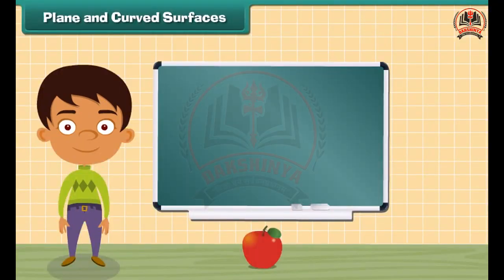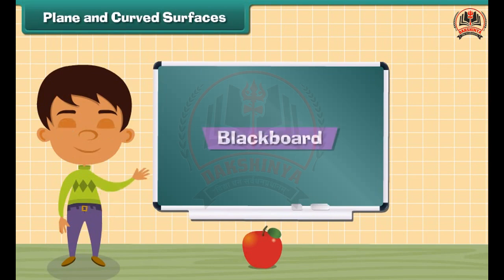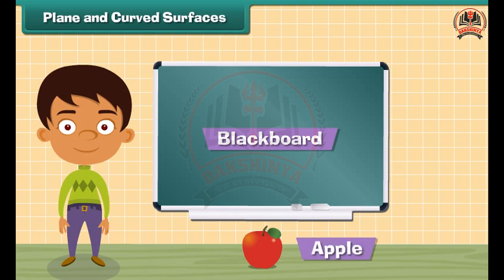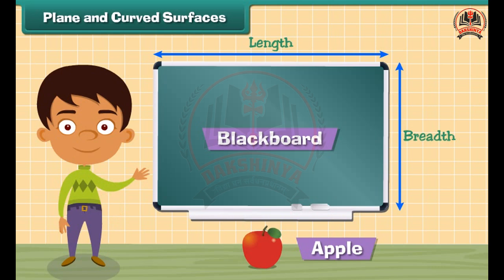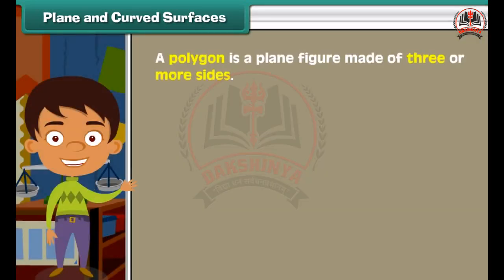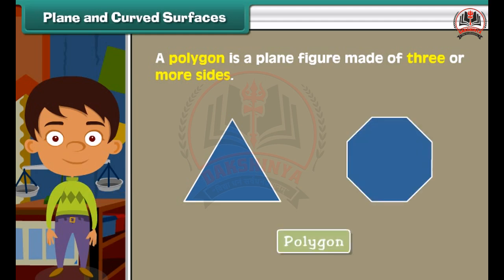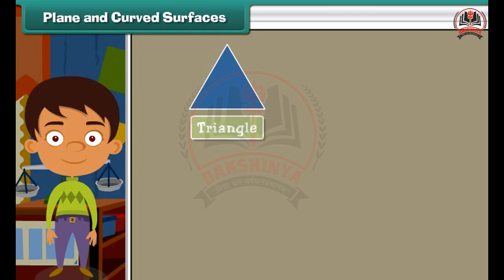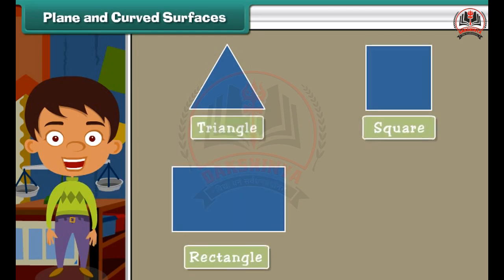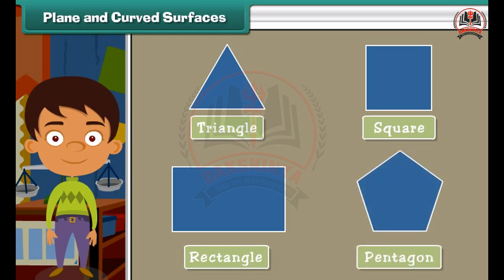Plane and curved surfaces. Look at these two objects, a blackboard and an apple. The blackboard's plane surfaces are surfaces which have length and breadth. When you touch the surface of an apple, its surface is not straight. This is a curved surface. A polygon is a plane figure made of 3 or more sides. Various types of polygons are triangle, square, rectangle, and pentagon.